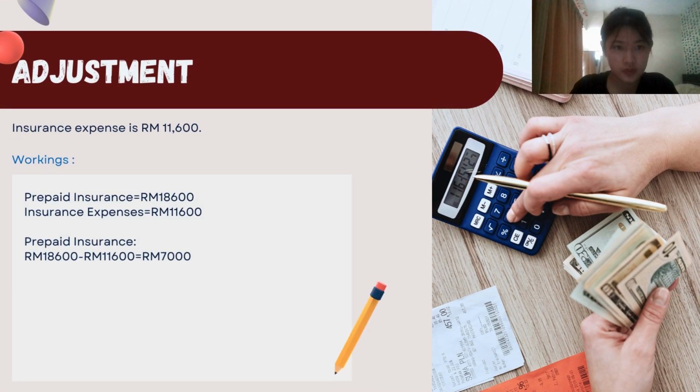The question is insurance expense is 11,600 ringgit. In trial balance, the prepaid insurance is 80,600 ringgit. The additional information gives us that there is extra insurance expenses that is 11,600 ringgit. To calculate the prepaid expenses in current assets in SOFP, we use the 80,600 ringgit to minus 11,600 ringgit. We will get 7,000 ringgit and we will record it in accumulated depreciation.